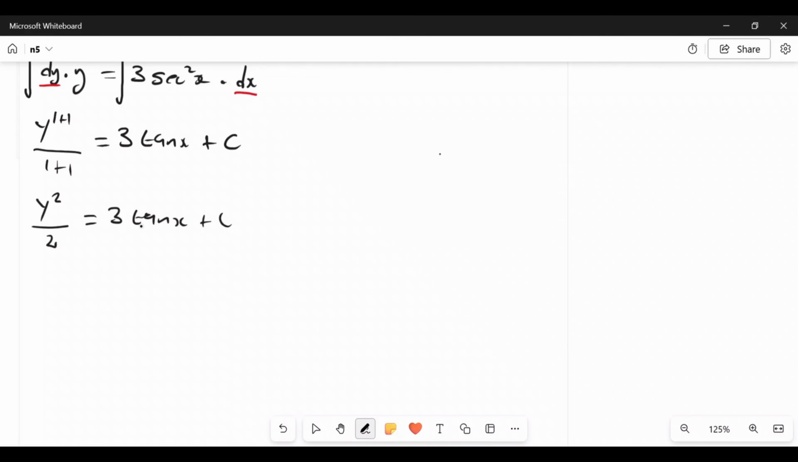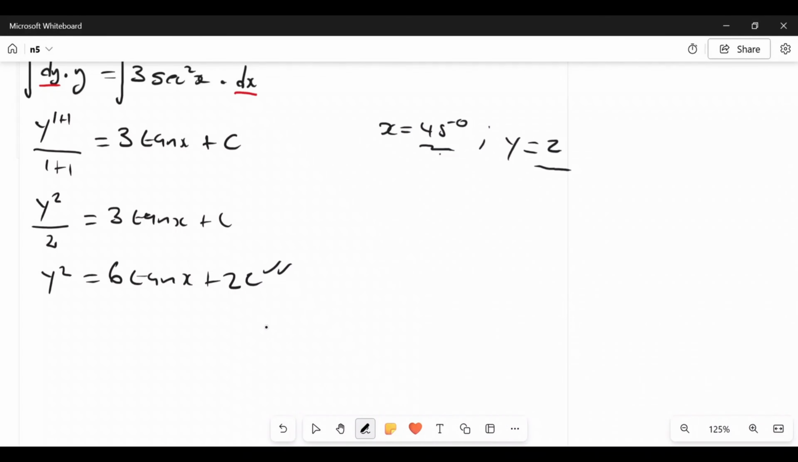If you cross multiply, we have to multiply by 2 through and through there. So let's multiply by 2. So y squared is going to be equal to 6 tan x plus 2c. Remember, we are given the values here: x is equal to 45 degrees, while y is equal to 2. Now we can substitute these values for x and y so that we can get our c there.